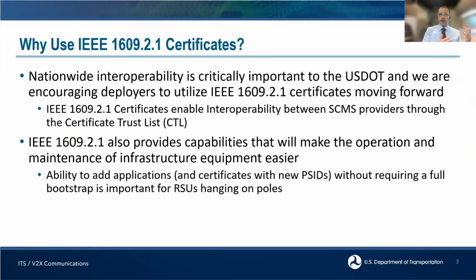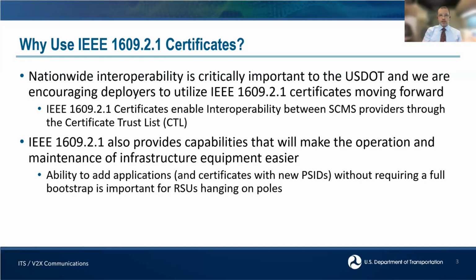And that's really where 1609.2.1 comes in. From my perspective, 1609.2.1 is really the key moving forward to enable that interoperability between SCMS providers through the certificate trust list. That's necessary for those that have worked with state and local transportation agencies in the past. Most of them like to have multiple vendors available to them, to provide them both infrastructure equipment as well as services, and so having a multi-vendor ecosystem that's interoperable is obviously extremely important to the DOT. And that's really what 1609.2.1 enables.